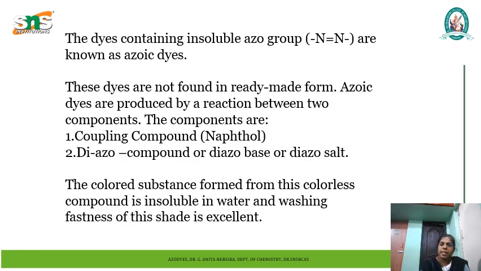The dyes containing insoluble azo group are known as azoic dyes. These dyes are not found in ready-made form. Azoic dyes are produced by a reaction between two components. The components are, first one is the coupling compound, that is naphthol, and the diazo compound or diazo base or diazo salt. So coupling and diazotization are the two steps involved. The colored substance formed from this colorless compound is insoluble in water, and washing fastness of the shade is excellent because these dyes are insoluble in water.